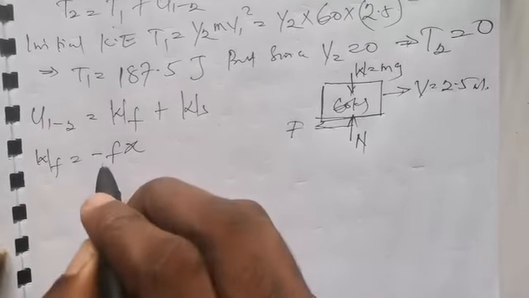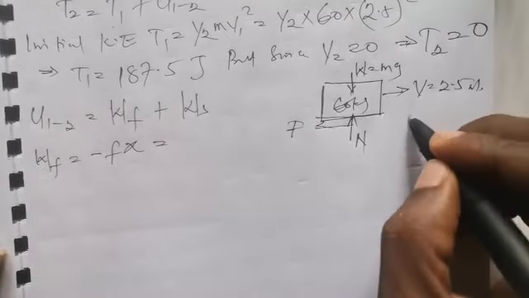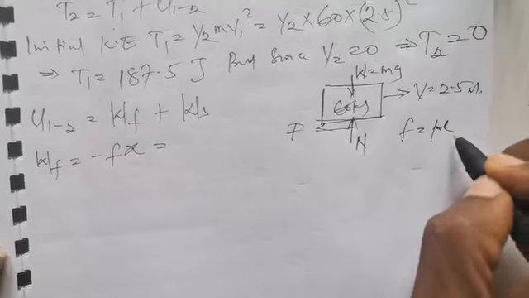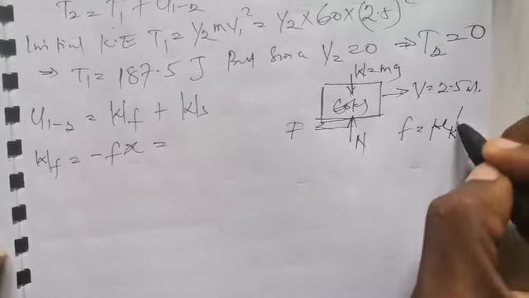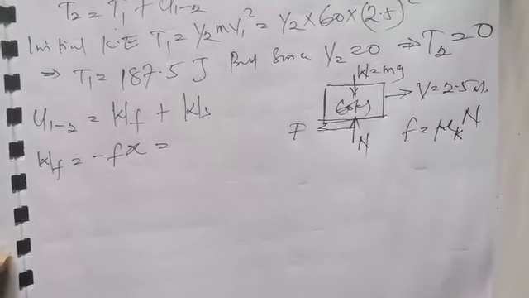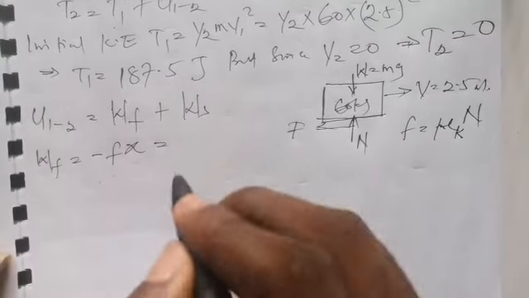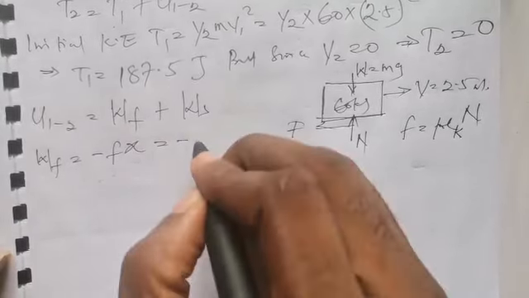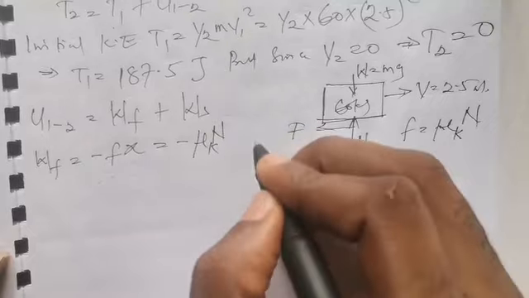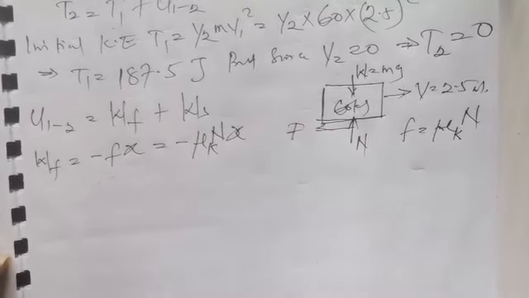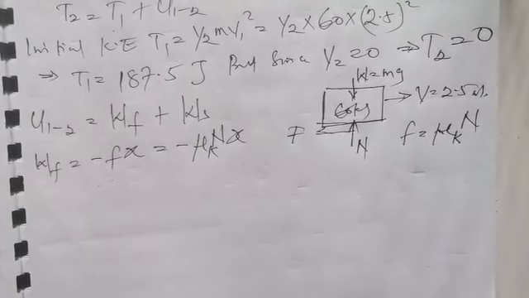Alright, so now what then is frictional force? Remember, frictional force is given as mu N. F is always taken as mu, where mu is the kinetic friction coefficient, multiplied by N, the normal reaction. So if you put that into this equation, frictional work done becomes minus, in place of F, mu k, which is the coefficient of kinetic friction, times normal reaction times total distance, and our total distance is 640 millimeters.